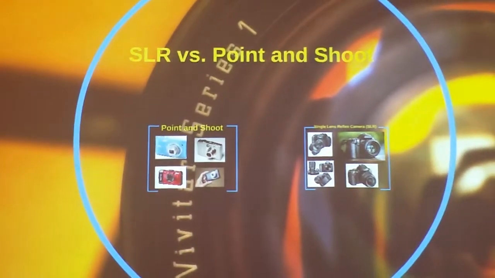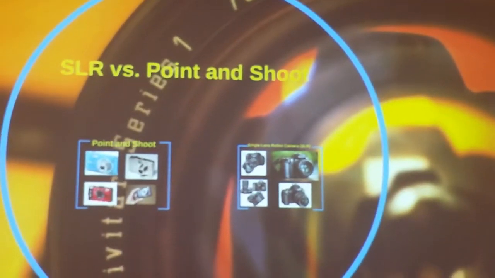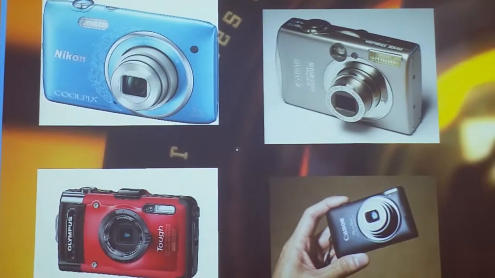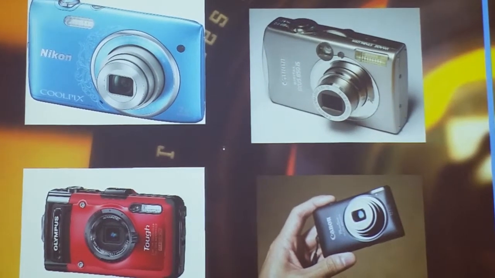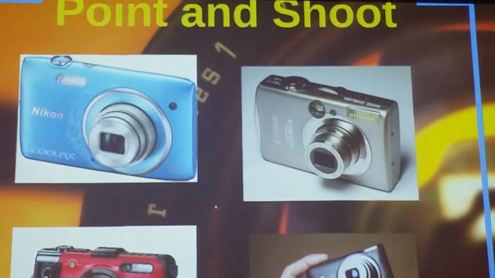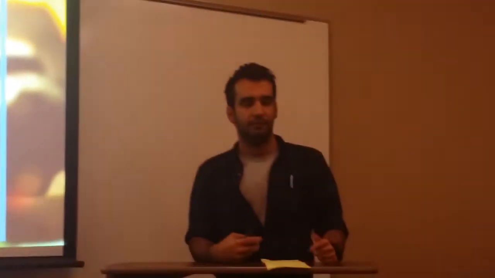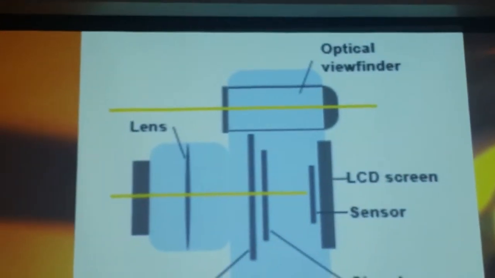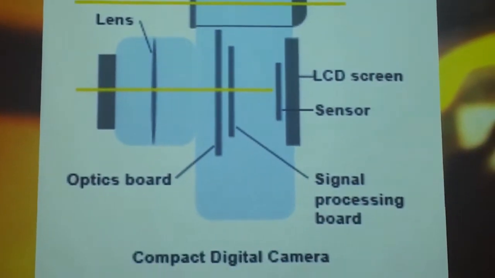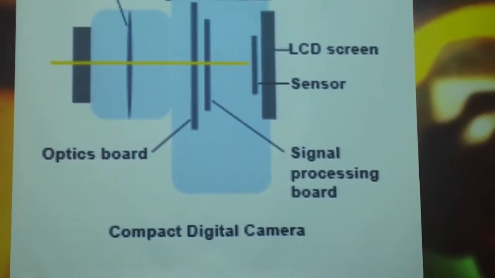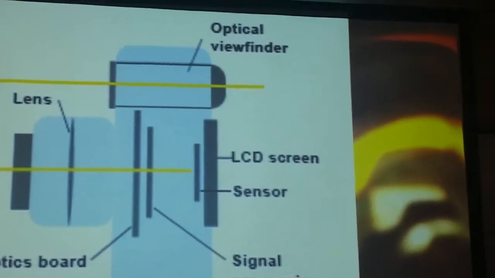We have 2 different kinds of cameras. The first one is the point and shoot cameras, or some people say compact cameras, in which everything is automatic, from focusing to flash, everything. And the way they work is that light passes through the optic board, and after we press the shutter button, the sensor takes the picture. The difference between compact cameras and SLRs is that what you see in the viewfinder might not be the same as what you see in the LCD screen.